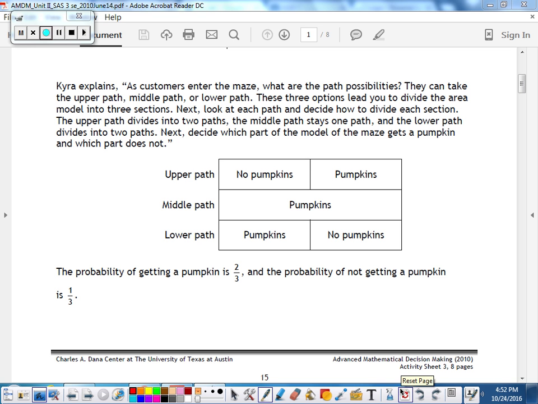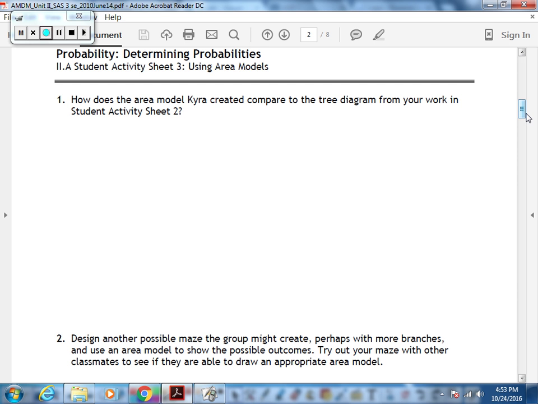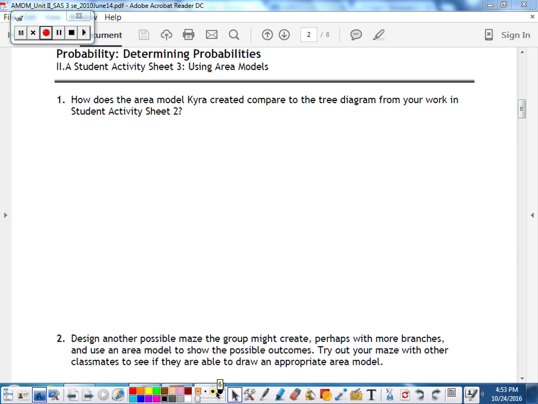Now, from that, you needed to answer the following questions. Number 1 says, how does the area model that Kyra created compare to the tree diagram from your work and student activity, Student activity sheet 2? I can't even talk anymore, it's this late. But you're comparing it to the tree diagram.